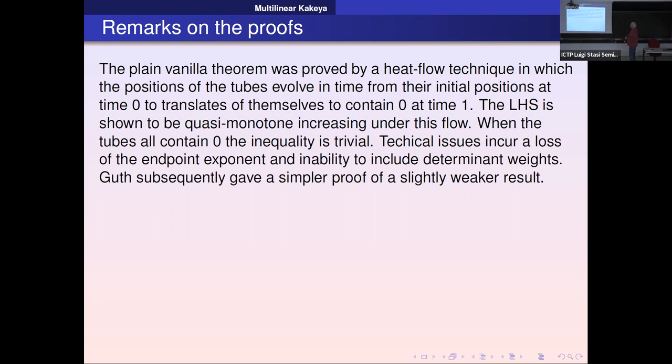And the virtue of this, and this is where the hard work was, is that if you look at the left-hand side of the multilinear inequality we were trying to prove, and of course there'll now be a time parameter in it, that left-hand side is basically increasing, not exactly increasing, but quasi-monotone increasing under this flow. So if you can control matters when t is one, then you can control matters when t is zero. And controlling matters when t is one is trivial, because if all the tubes pass through one point, a very simple calculation reveals that it's true. So the depth was the monotonicity under this heat flow.